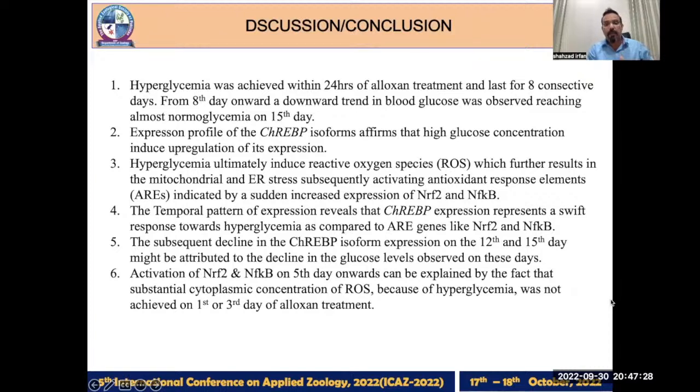So this time period during the 3rd day and the 5th day, where we don't see an increase in the NRF2 and NFKB expression, might be due to the fact that during this time the mitochondrial or the endoplasmic reticulum stress was not induced. But again, further data is always necessary to completely understand this complex mechanism of antioxidant response elements and the carbohydrate response element binding protein.